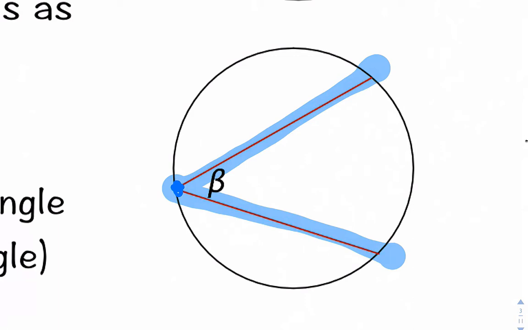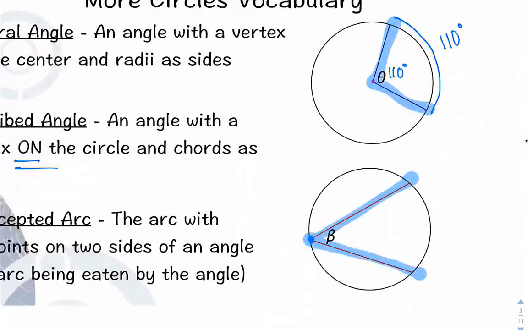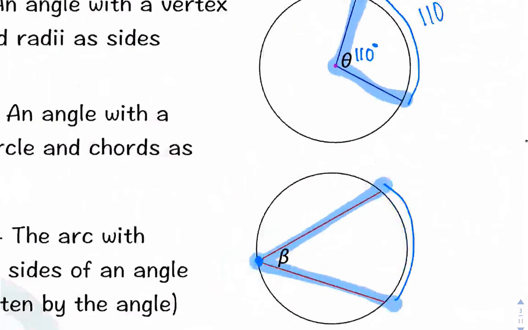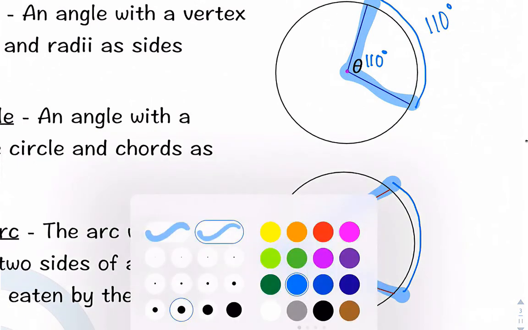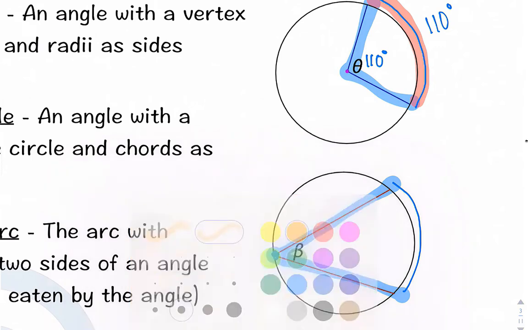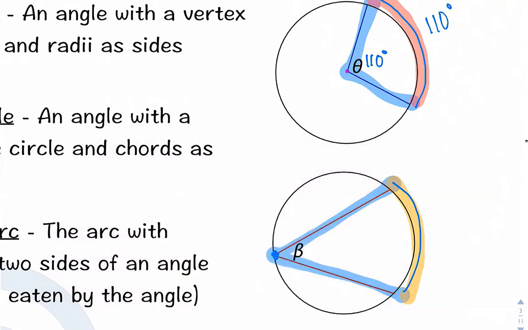Now, if you look at our two pictures, both of our angles, they are eating an arc. I like to think they're eating an arc here. That arc is what we call the intercepted arc. So the arc with endpoints on two sides of an angle. So if I look at these guys, this up here is our intercepted arc, and then this down here is our intercepted arc.